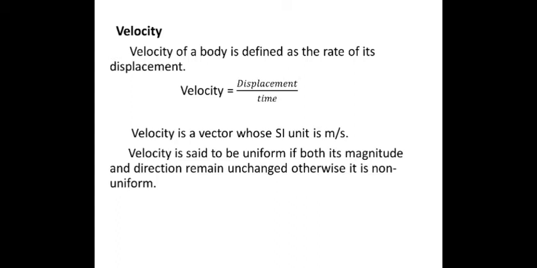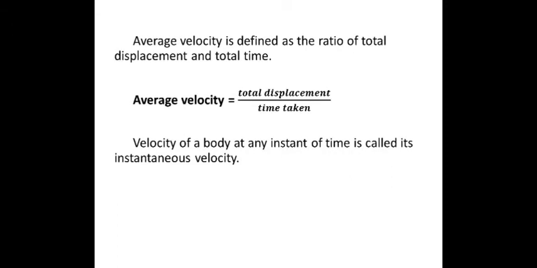For non-uniform motion, you can find the average velocity, and average velocity is defined as the ratio of total displacement and total time taken. That is, average velocity is equal to total displacement divided by time taken. This is the formula to calculate average velocity.